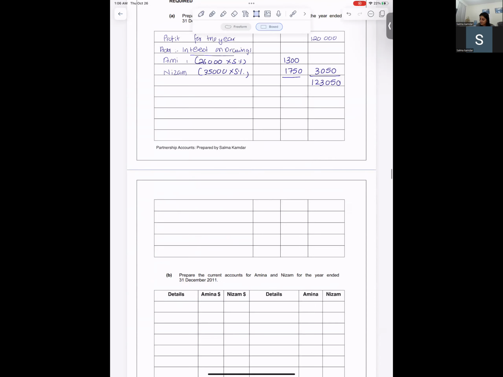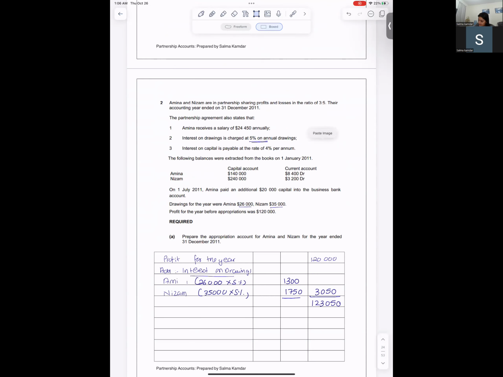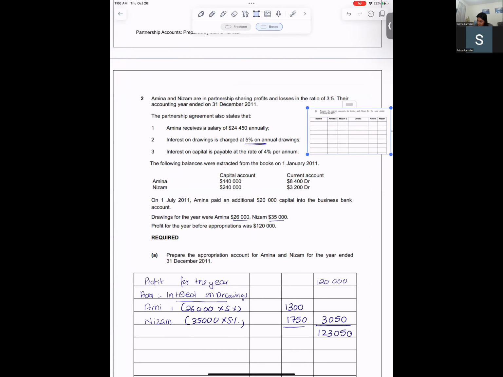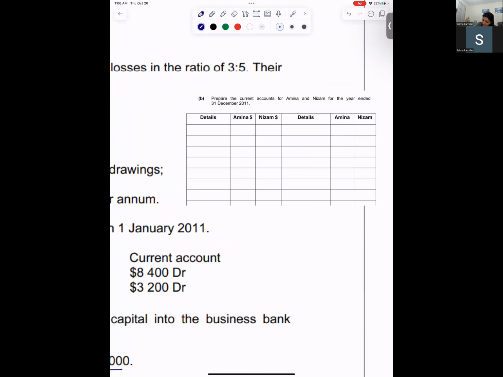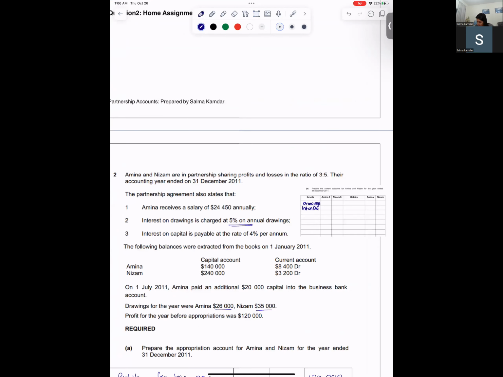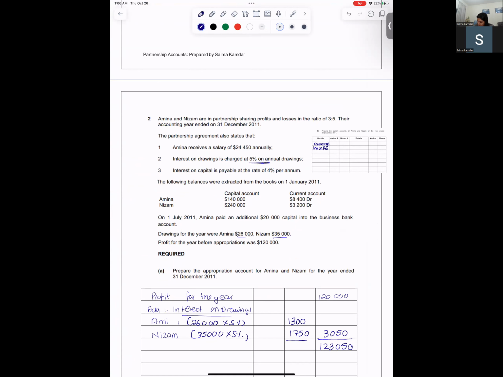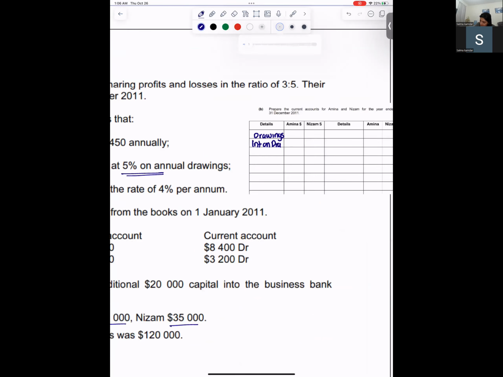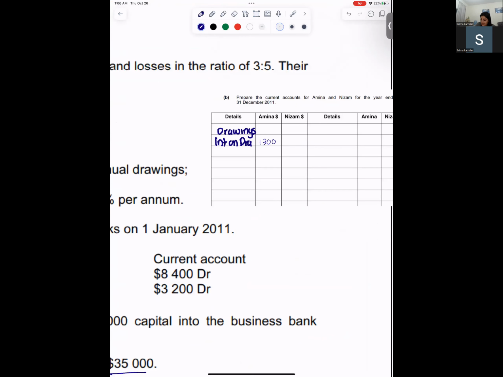We are also asked to prepare the current account of the partners. Current account would have everything other than the opening and closing capital. So we can do this also simultaneously. You will have the drawings over here, and interest on drawings here. Interest on drawings is 1,300 for Amina and 1,750 for Nizam.